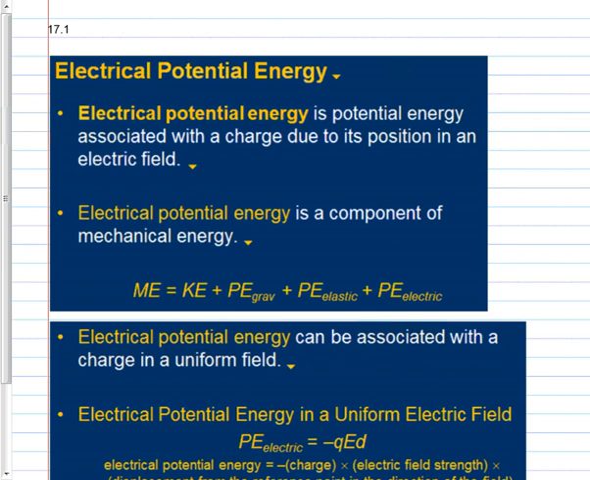17.1. Electrical potential energy. So we just move on with electricity here into 17. So 16, 17, and 18 are all about electricity, so that's why they're put together. Electrical potential energy: potential energy associated with a charge due to its position in an electric field.